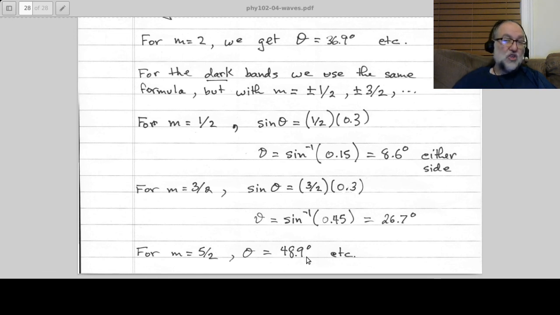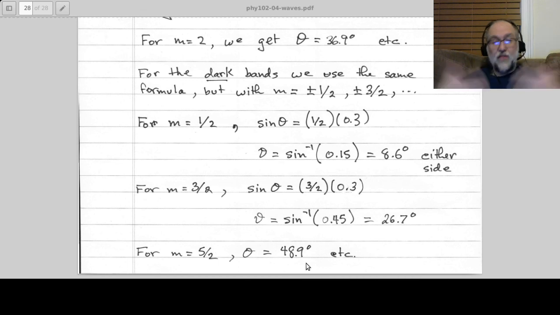Okay, so maybe I should just summarize very quickly here. The very middle, double slit, the very middle, bright. Beside the bright on either side is dark. The angle of the first dark bands, 8.6. Okay, so dark bands. Beyond those dark bands, you have bright bands again. Beyond those, you have dark bands again. Those occur at 26.7, those dark bands. Beyond those, bright, and then beyond those, dark again, and those will be at 48.9 degrees, and so on, okay?